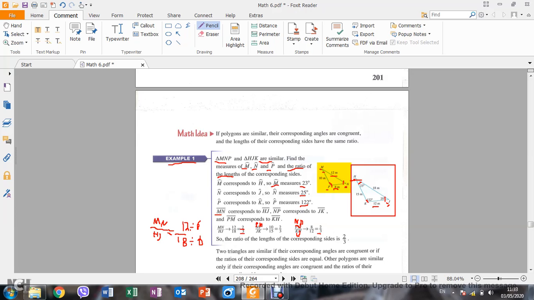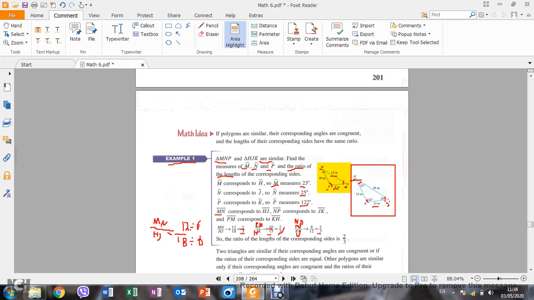PM with KH. That's it only. I will change this one. Okay. KH with K, PN is 10 meters. Look, this is 10 meters, and KH is 15. Again, we simplify this one. 10 divided by 5, and at the same time 15 divided by 5, so 2/3. All the ratios are the same.